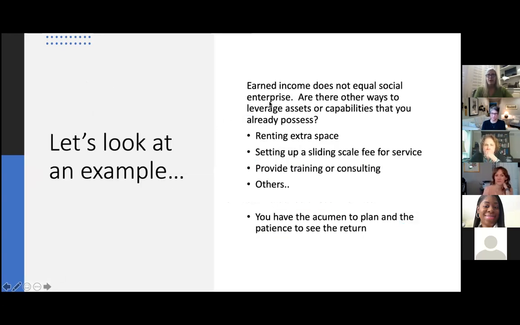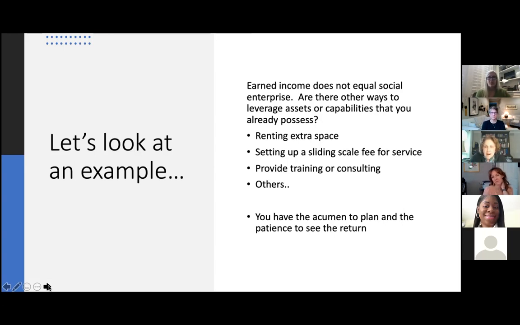But earned income is not necessarily a social enterprise. There's other ways to leverage assets or capabilities, like renting extra space or setting up a sliding scale fee for service, or as we've said, providing training or consulting. And again, if you have the capacity to do it. So again, this is not something that should be entered into lightly when you're looking at something. And we're just using earned revenue as an example here.